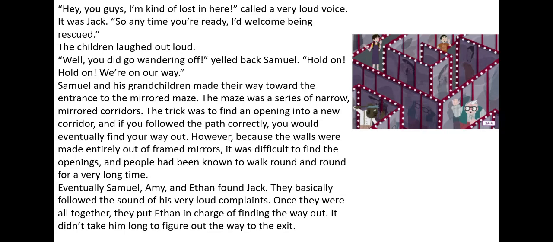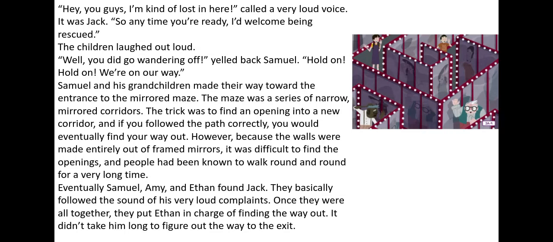"Hey, you guys, I'm kind of lost in here," cried a very loud voice. It was Jack. "So anytime you're ready, I'd welcome being rescued." The children laughed out loud. "Well, you did go wandering off," yelled back Samuel. "Hold on, we're on our way."